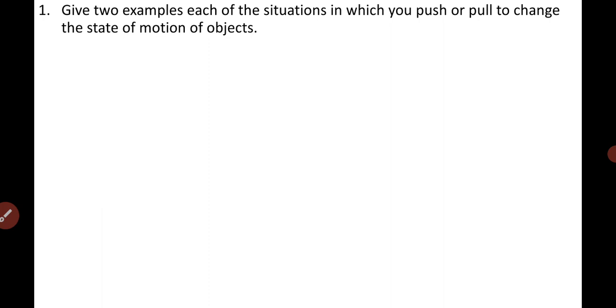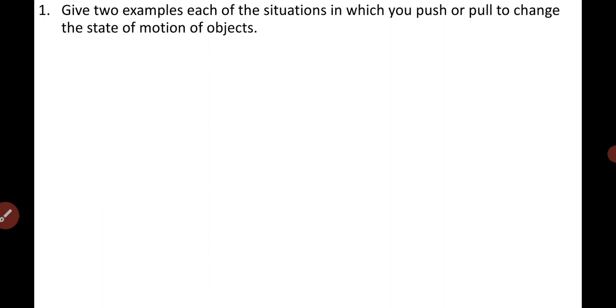First question, give two examples each of the situations in which you push or pull to change the state of motion of objects. If you have written the answers of the first two questions, then no need to write it again. And if you have not written, then please write it in your science notebook. Okay, so this question: give two examples of situations in which you have to push or pull to change the state of motion of the objects.